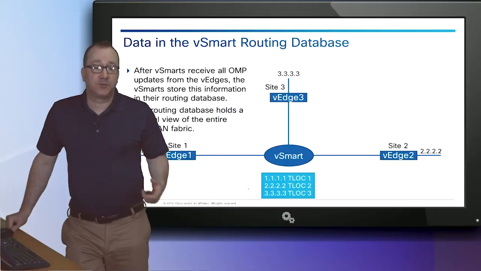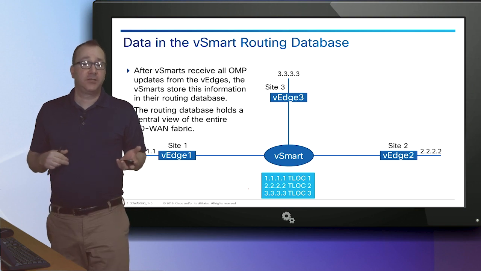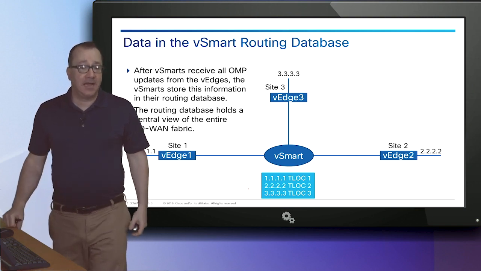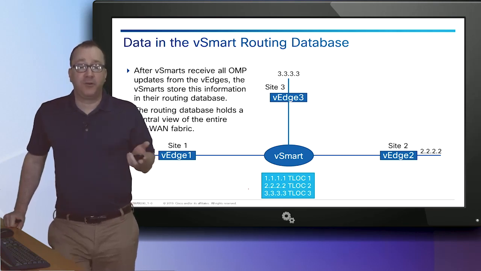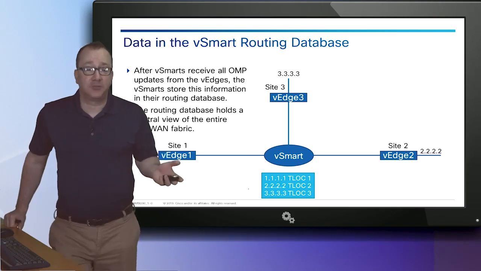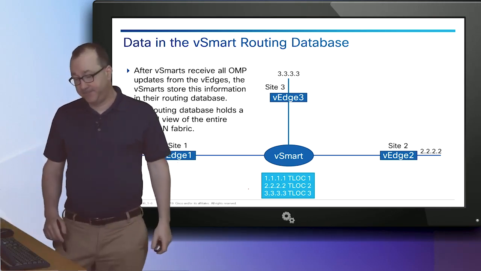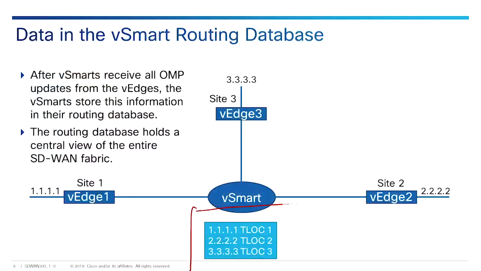After the vSmart controllers receive all those OMP updates from the vEdges, they store this information in their routing databases. If an incoming policy modifies those OMP updates, the vSmarts store only the modified information. This way, the routing databases hold a central view of the entire SD-WAN fabric. So vSmart is aware of everything.